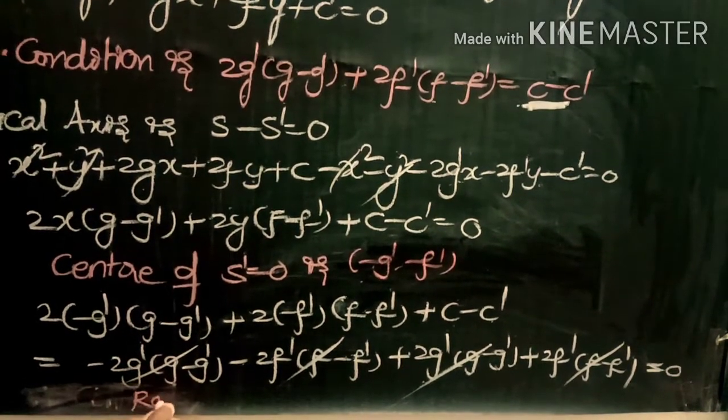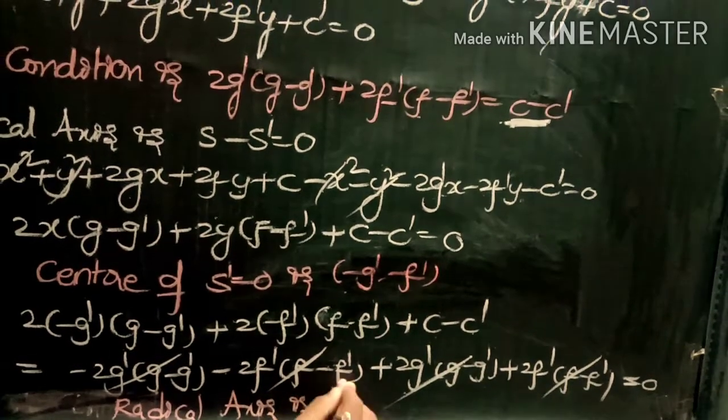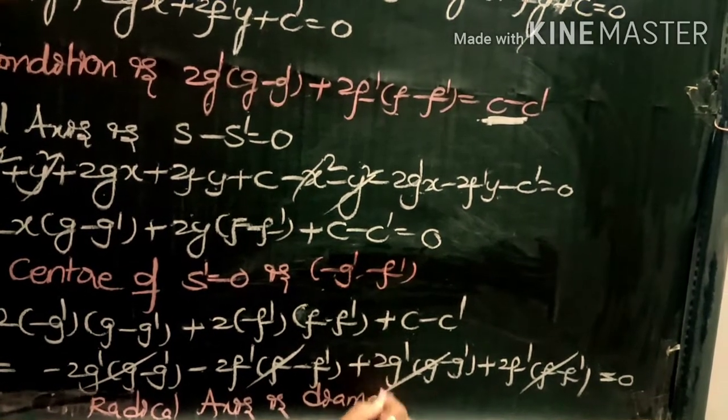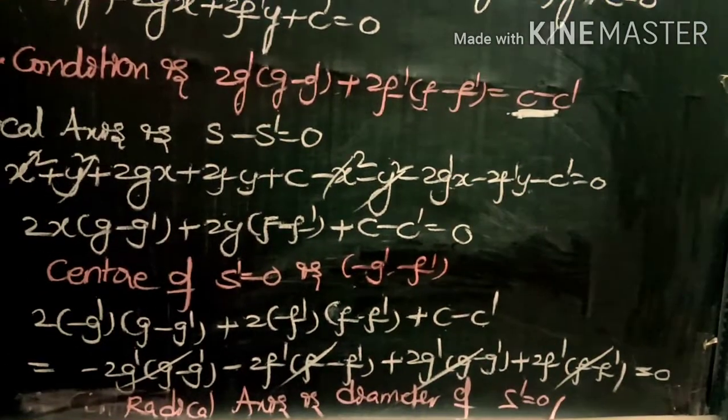Therefore, the radical axis is the diameter of the latter circle, that is, the diameter of S' = 0. That's all. That's the required result.